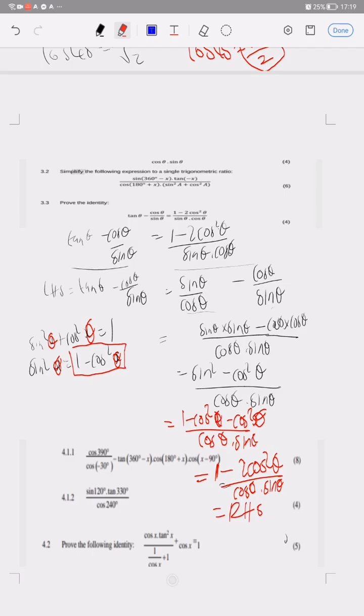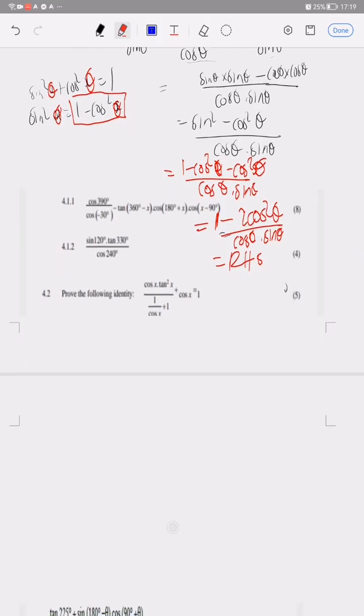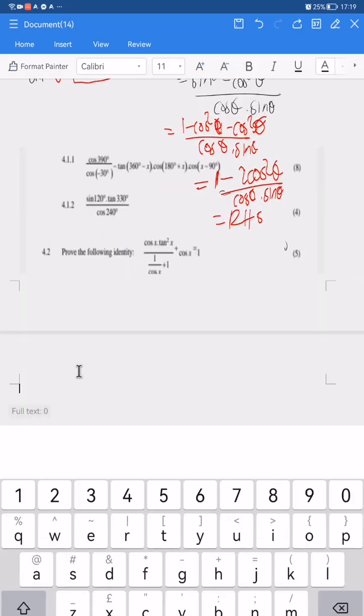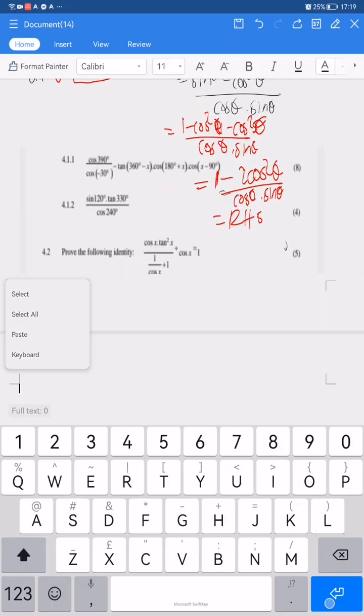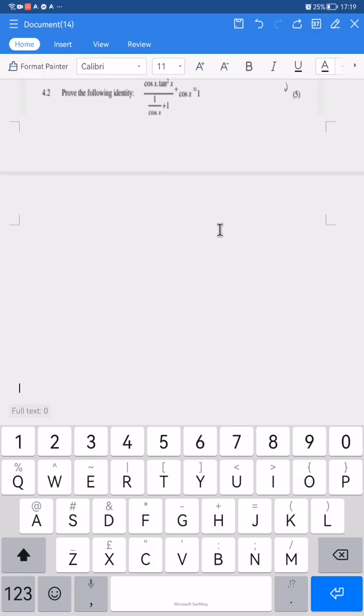Okay, then we go to the next question now. Out of 8 marks, let's see. I want to do something. Okay, I need space here. All right.